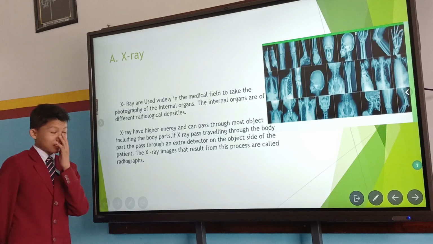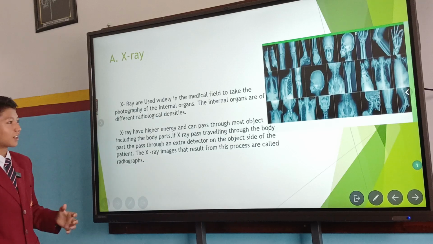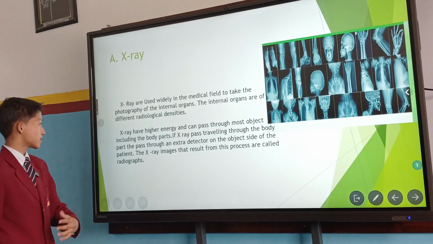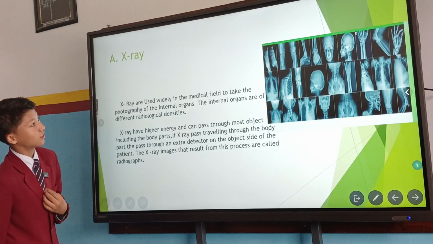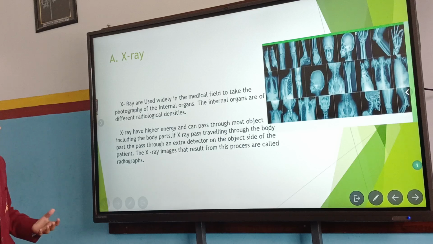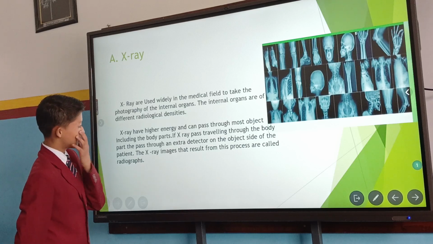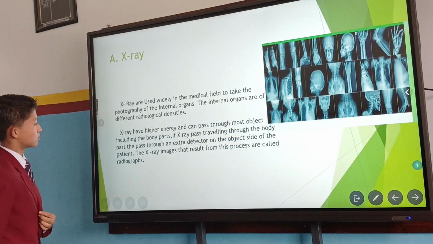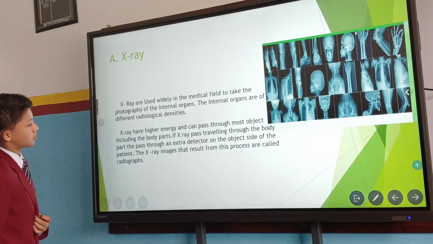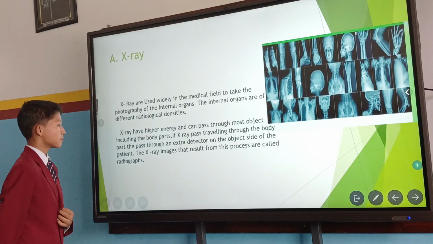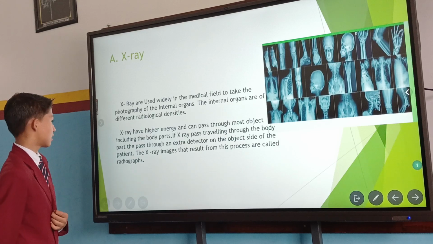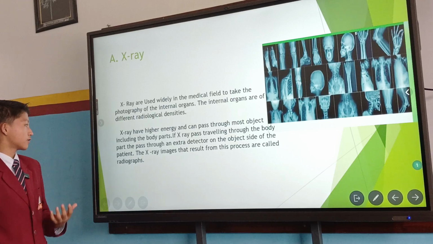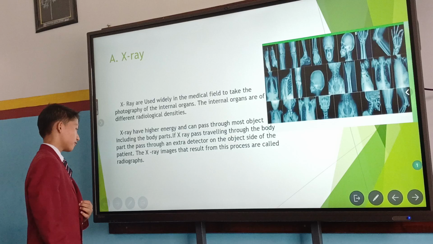X-ray find the crack bones because it has high energy so that it can pass through our skins and gives us a result of a crack bones. If X-ray pass traveling through our body parts, they pass through an external detector on the opposite side of the patients. The X-ray image that results from the process is called radiograph. The result that we find after X-ray is known as a radiograph.